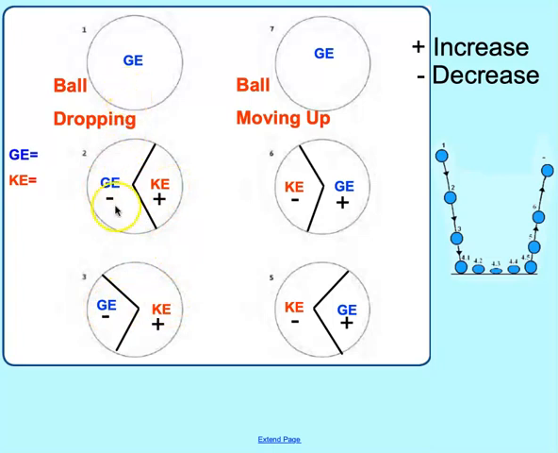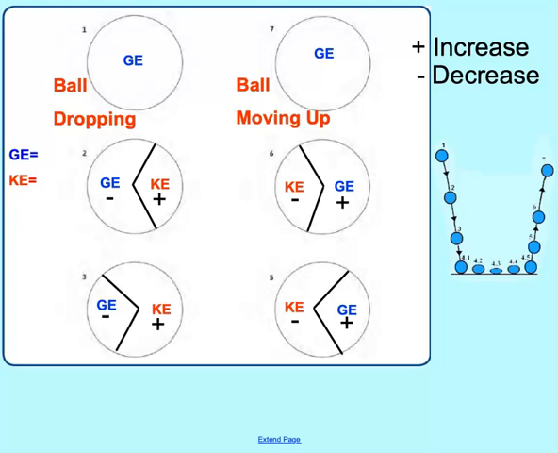As the ball goes down, GE is decreasing, KE is increasing. But as the ball goes back up, KE is decreasing the whole time, and GE is increasing because the ball is going higher into the air. And at the very top, it's all GE, and then this would actually repeat itself over and over and over again.